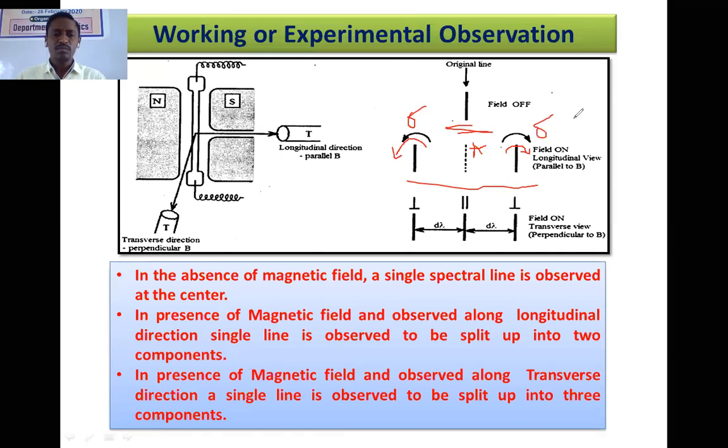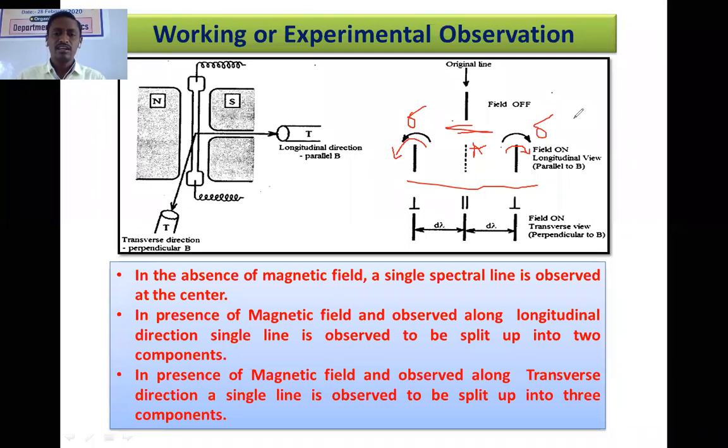It is a normal Zeeman effect, but the normal Zeeman effect is again classified into two kinds: the longitudinal normal Zeeman effect and the transverse normal Zeeman effect. In the longitudinal normal Zeeman effect, a single line is observed to be split up into two component lines which are circularly polarized in opposite directions. They are called sigma components, and the central line, which is absent in this case, is called the pi component.